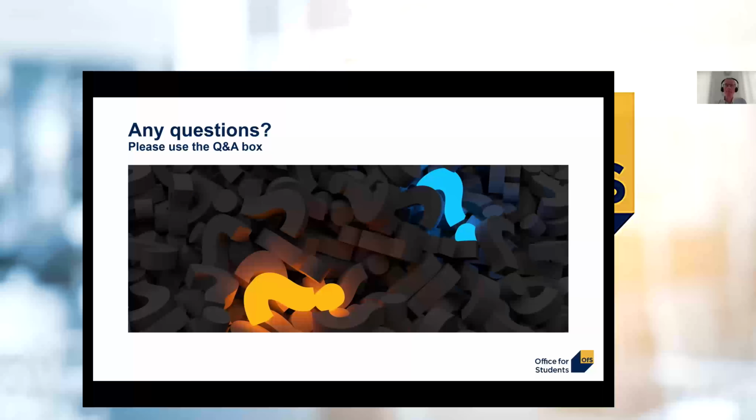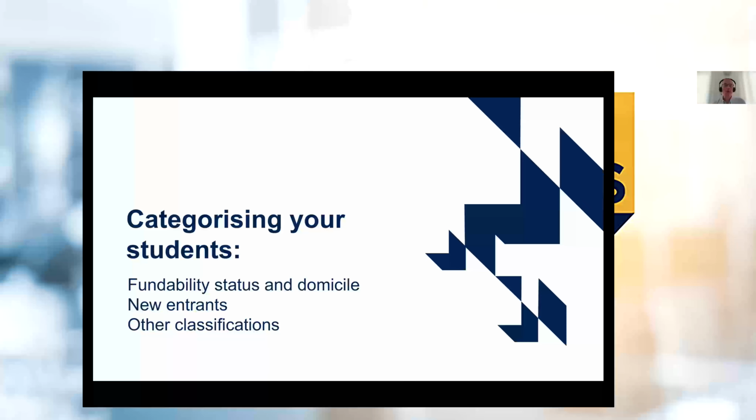Okay, Graham, thank you. So we are approaching the last lap now, and let's move on. So we're now going to look further at the remaining categories that we originally listed. So that starts with fundability status and domicile. We'll talk about new entrants and the other classifications, which we just saw a glimpse of at the beginning.